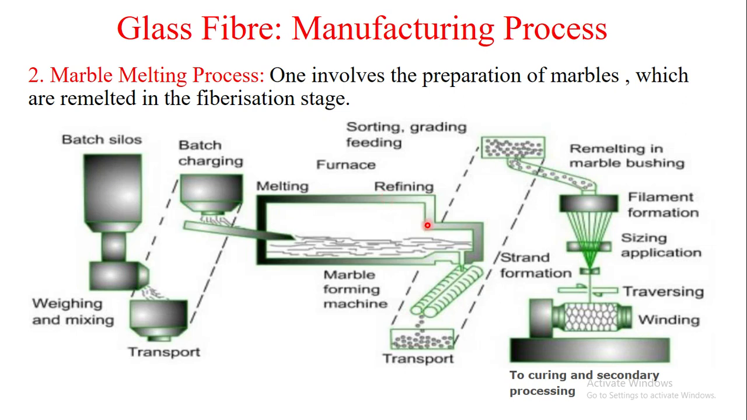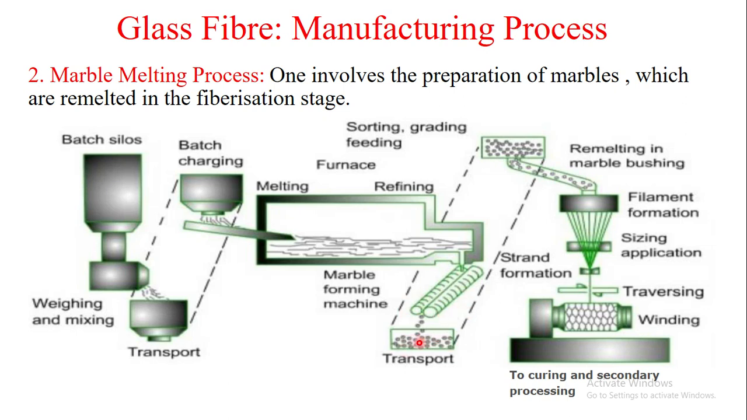three sections of the furnace, but this furnace has two sections in the marble melting process. The third step is transfer to here. That step is known as the marbleization process, marble or remelting. After the fibers, the marble forming machine. This machine is used for making the marble.